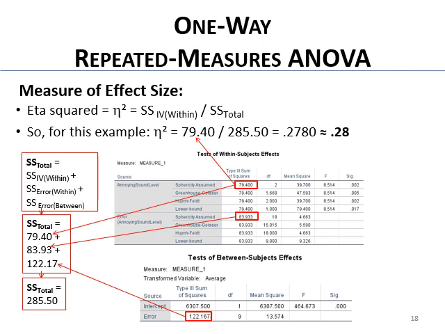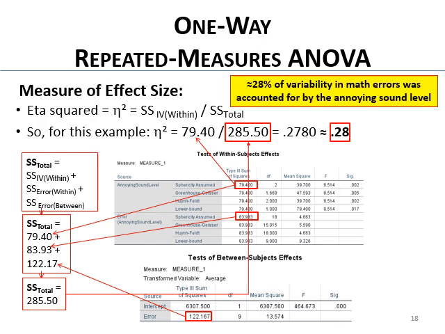Divide 79.4 by that, you get about 0.27, which is about 0.28, right? So what's that all mean? Well, it means that about 28% of the variability in math errors could be accounted for by what annoying sound level is playing. That is the independent variable.